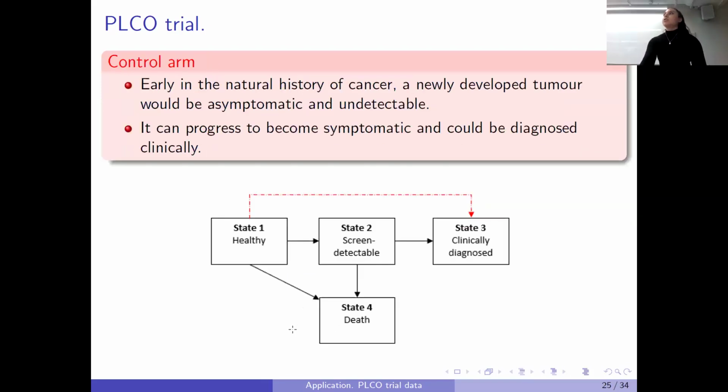And then the control arm has no intervention. They can only progress if they get symptoms. So we don't have the screening. So the transition that we would observe from the control arm would be from being healthy to clinical diagnosis or dying.